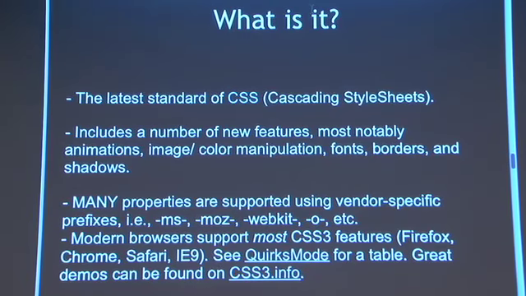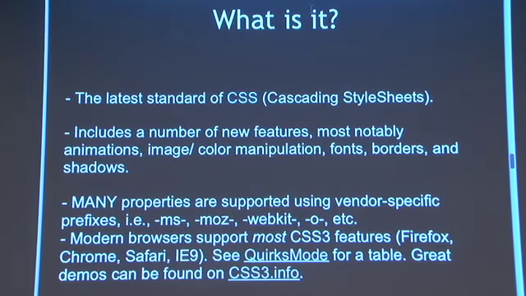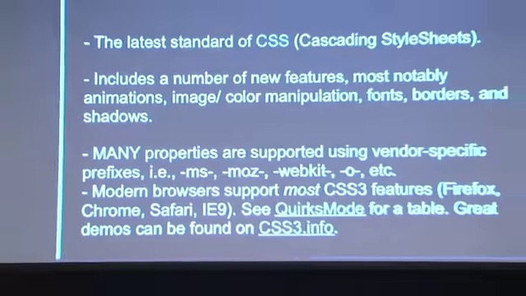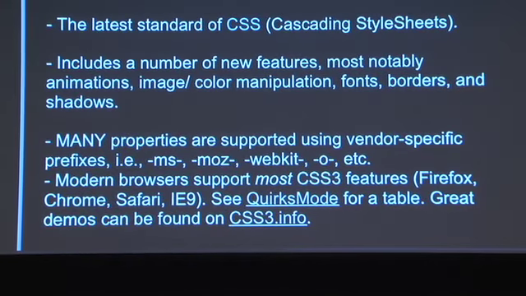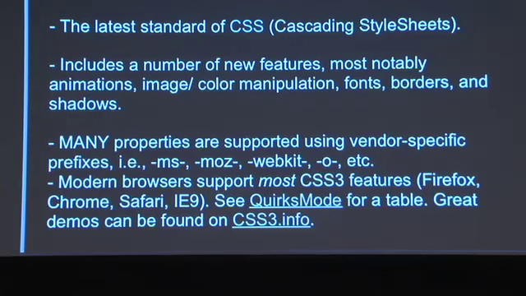The ability to support fonts that the browser doesn't already have. Borders, the ability to manipulate borders, have multiple colors, use images as borders, so on, have shadows. I put a note here about vendor-specific prefixes, and this is pretty important, and you'll see this in my example. A lot of these features in browser support are deemed experimental, and as a way of showing that, the way of accessing them is through vendor-specific prefixes.